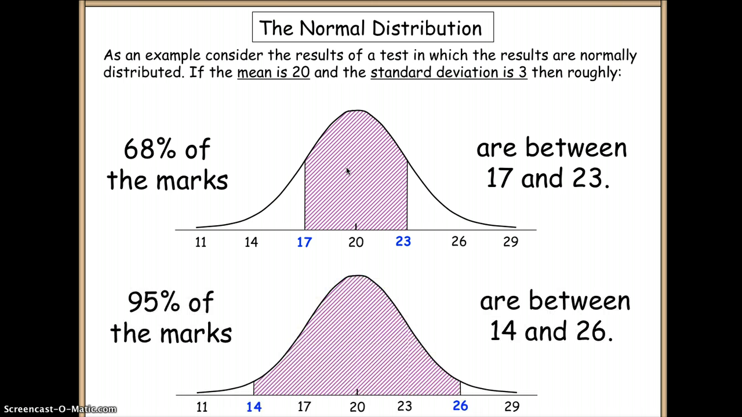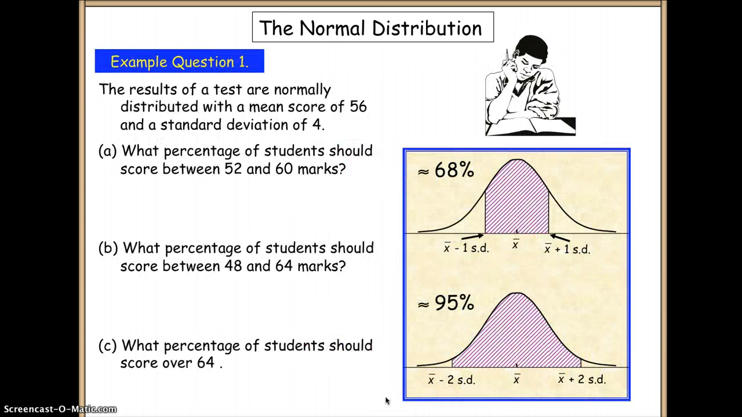Now, add one more standard deviation. So then 20 plus 6, because twice the standard deviation, 3 times 2 is 6, so 20 plus 6 is 26. 20 minus 6 is 14. So this area of your bell is 95% of the marks. So from 14 to 26, it's 95% of the marks. Now, let's have real life problems.